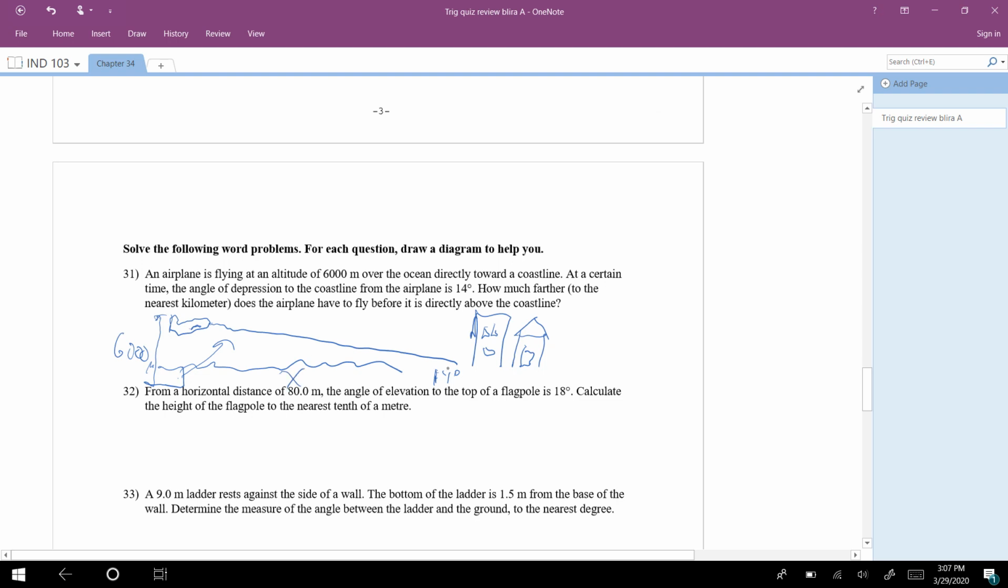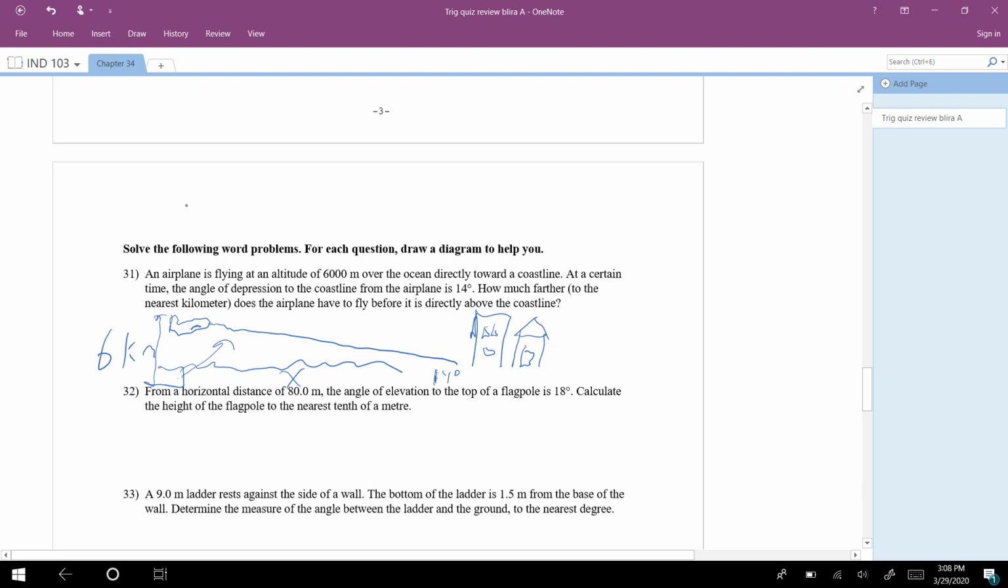Now, we have this angle, and we have this side, the 6,000 side. And actually, they want it in kilometers. So 1,000 meters is a kilometer. I'm going to go ahead and change that to kilometers right now so I don't forget. So I'm just going to erase that. And now it's 6 km. All right. Well, I have opposite. I'm looking for adjacent, and I have a degree.